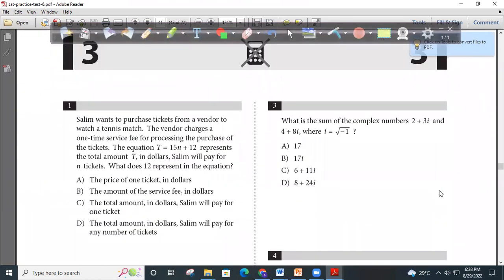Okay. Question number one. Everyone should solve. Tell me what should be the answer for question number one. Fast. Speed and accuracy both should be maintained. Salim wants to purchase tickets from a vendor to watch a tennis match. The vendor charges a one-time service fee for processing the purchase of the tickets. The equation T is equal to 15N plus 12 represents the total amount T in dollars Salim will pay for N tickets. What does the 12 represent in the equation? Very good, Samit. Perfect.